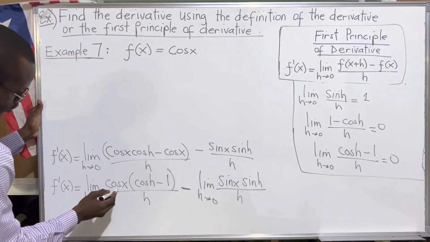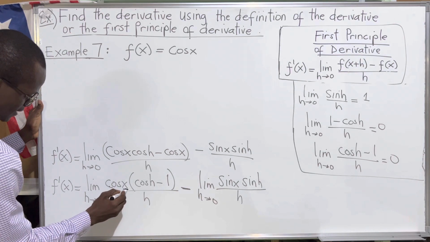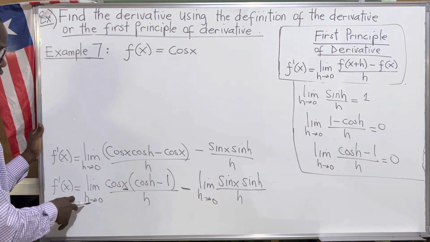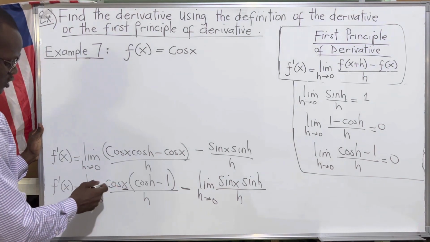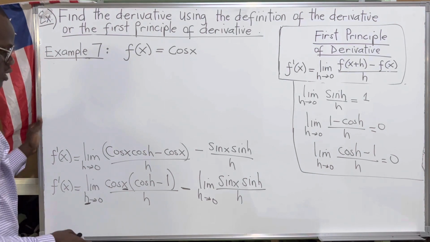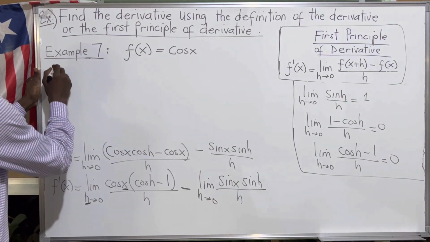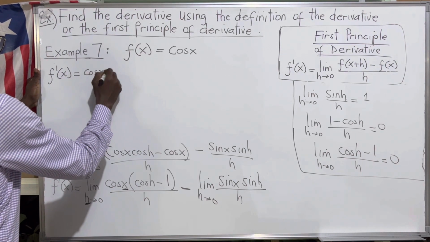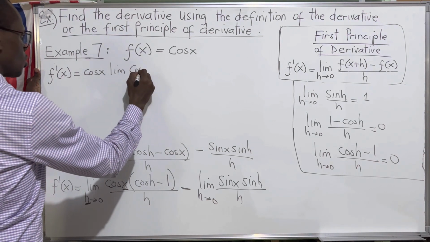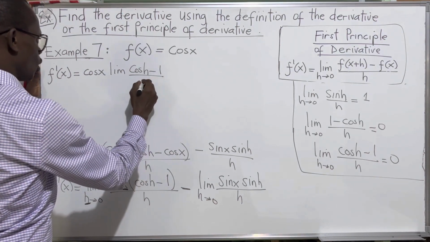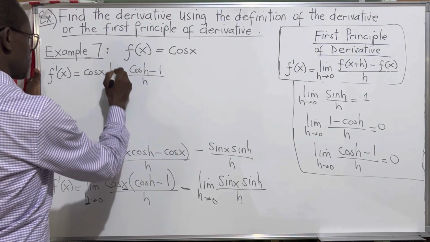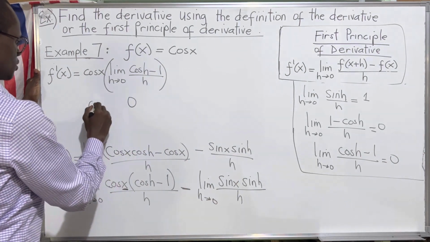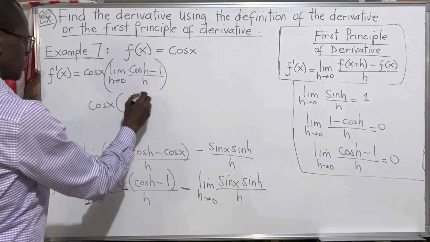If we look here at cos of x, x is not the variable in this problem. The variable in this problem is h. So x attached to this cos makes cos of x a constant, and we can factor that out. So cos of x is factored out. You have the limit of cos of h minus 1 all over h as h approaches 0. According to the property, this whole thing is just equal to 0. So this is cos of x times 0, and this whole thing cancels.